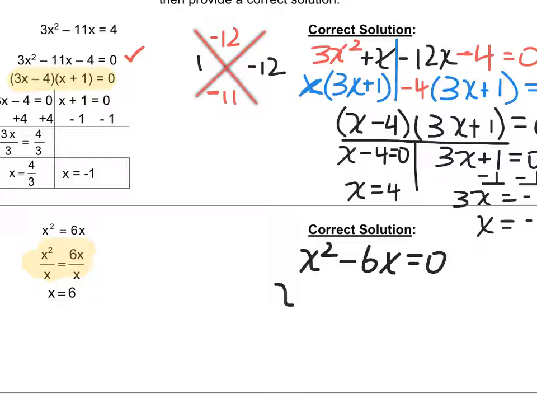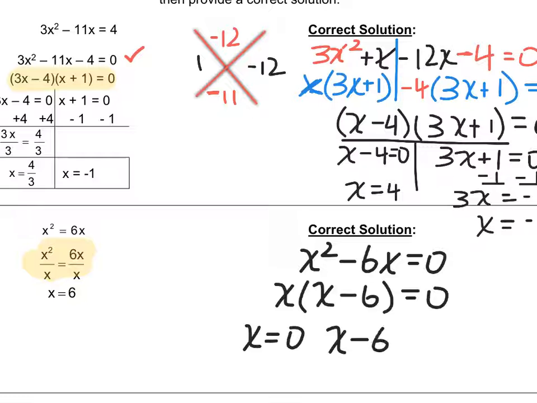Factor the x out. Then what? X equals 0 and x minus 6 equals 0, which is basically setting each factor equal to 0. In terms of an explanation, that's really what we're doing. In the first case, we don't have to do anything. It's already there. In the second case, we add 6 to both sides, and we get x equals 6.